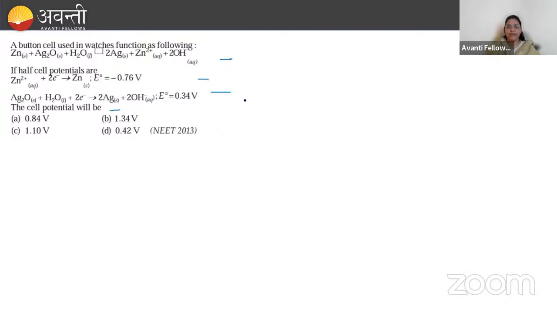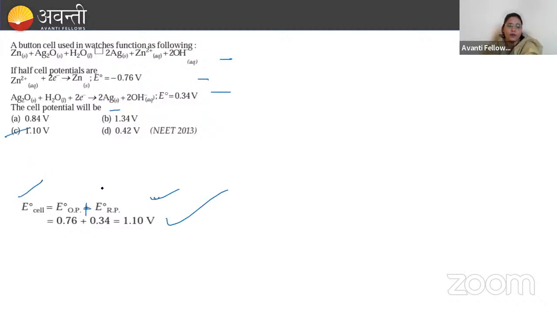So you know the formula, E cell is equal to E oxidizing potential minus E reducing potential. Not minus, sorry, positive. Add both the electrode potential values, you will be good to go, and you will get the E cell. So what is the answer here? 1.10. Okay, oxidizing potential plus reducing potential. How will you determine which is the oxidizing potential and which is the reducing potential?